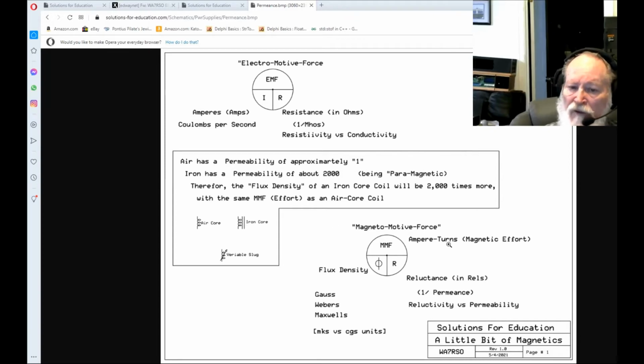You haven't changed the effort. You have not changed the effort. But you put a slug in here, and now you've got 2,000 times the number of flux lines. And depending on what book you read, they might be measured in Gauss, Webers, or Maxwells, and who knows whatever. If you read a book, be careful.